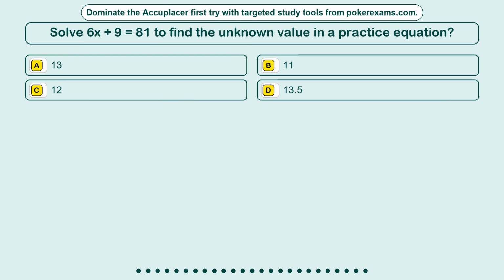Question 7. Solve 6x plus 9 equals 81 to find the unknown value in a practice equation. Option A, 13. Option B, 11. Option C, 12. Option D, 13.5.